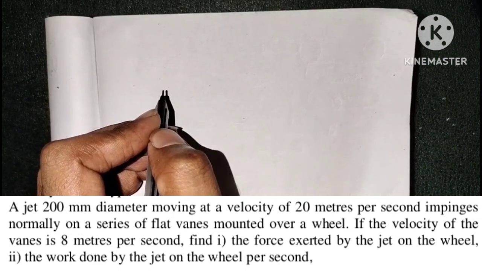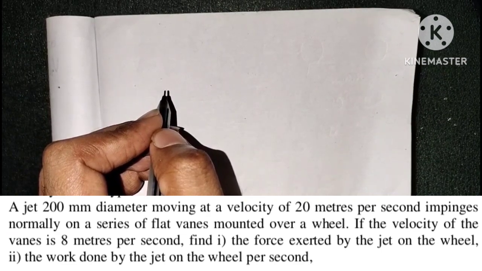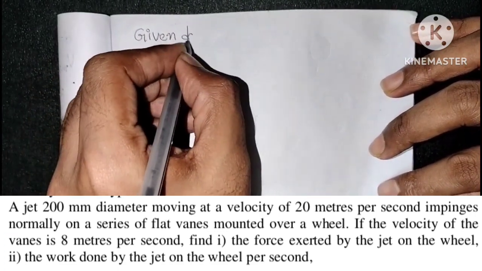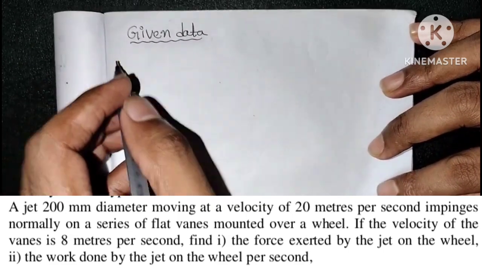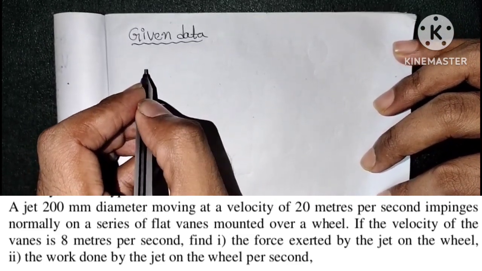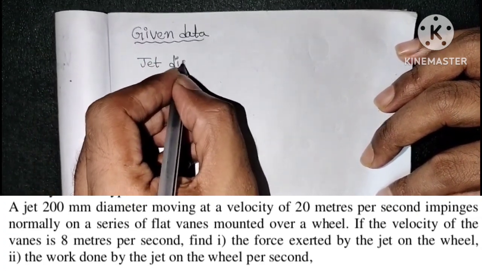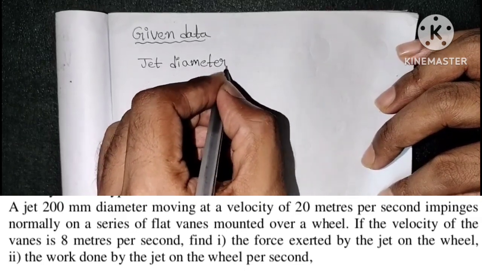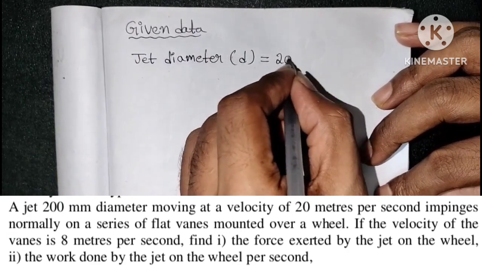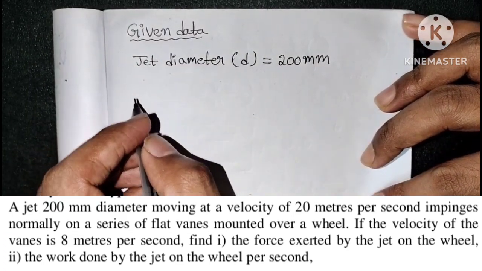Okay, so a jet of 200 mm diameter moving at a velocity of 20 meters per second. So first of all, let us note down the given data. Now this problem is from impact of jets. A jet of 200 mm diameter, so diameter of the jet, small d is equal to 200 mm, and at a velocity of 20 meters per second.